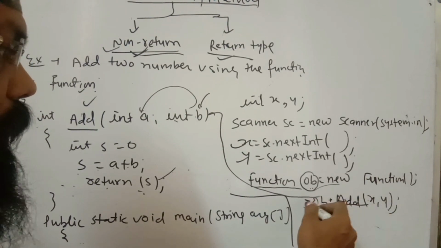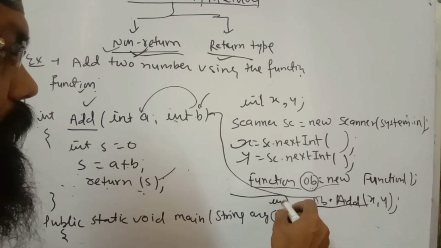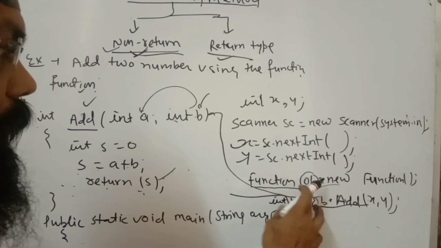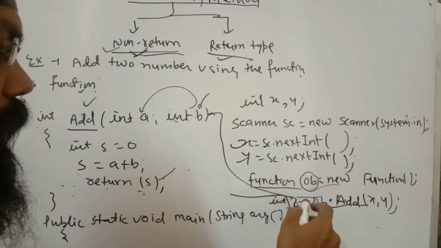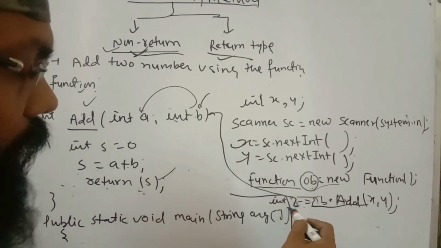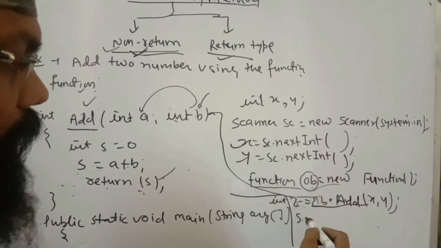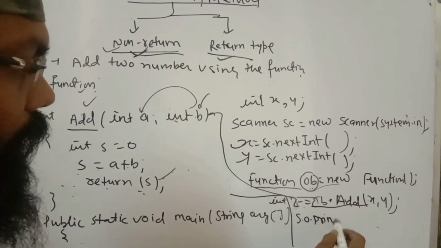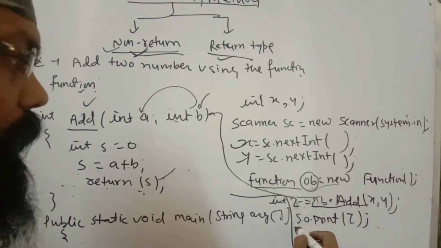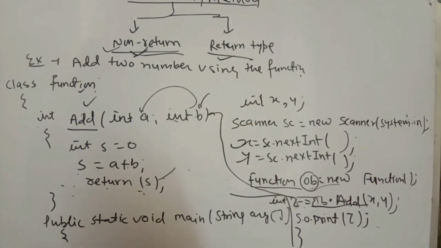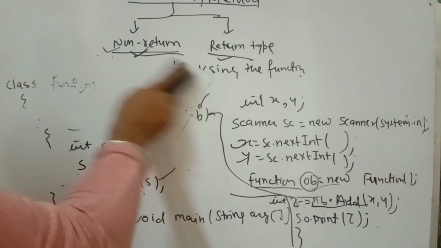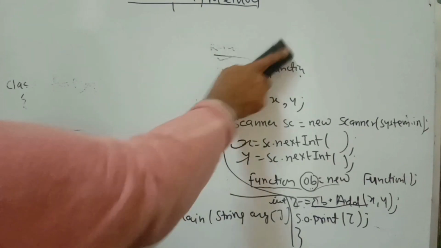So this object's value is stored in another integer, let's say int z. So the output is stored in the z value. So print it here in the main method with System.out.println(z). So that is about the return type function. Now see another example so you can understand functions.